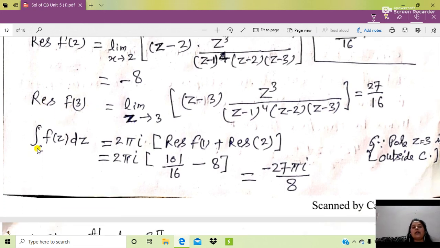Now, the integration of f(z) dz will be 2 pi i into residue at f of 1 plus residue at f of 2. Since 3 is an outer point, no need to calculate this residue over here. So it will be 2 pi i into (101 upon 16 minus 8), and finally the value will be minus 27 by 8 pi i. So this is the complex integration.